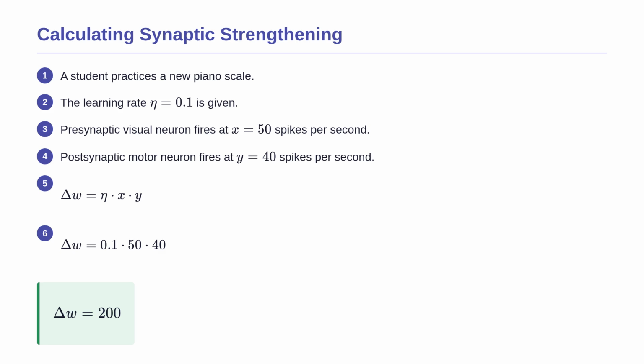During a successful practice, the presynaptic neuron fires at 50 spikes per second, and the postsynaptic neuron fires simultaneously at 40 spikes per second. We substitute these values into Hebb's rule. We multiply 50 and 40 to find the combined simultaneous activity, and then scale it by the learning rate of 0.1. The final change in synaptic weight is positive 200 units. This means the connection has grown significantly stronger, forming the biological basis of muscle memory.